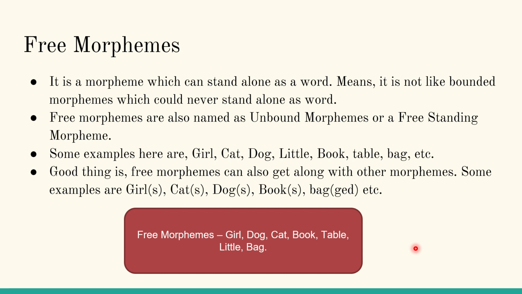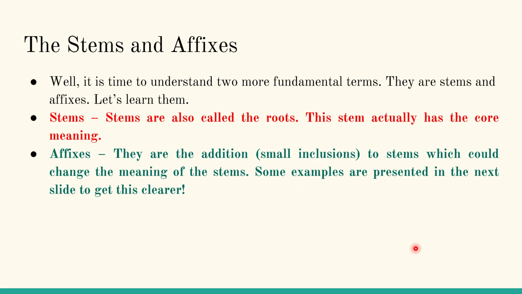All these are free morphemes, and the biggest advantage of free morphemes is that they get along well with other morphemes as well, and this can get you a new word. For example, girl goes along with S, girls. Cat goes well along with S, cats. Dogs, books, bags, tables. So this is possible, but it is not necessary that you add another morpheme to it to make it meaningful. By itself it is very solid. It conveys a meaning by itself, and that's why we call it a free morpheme.